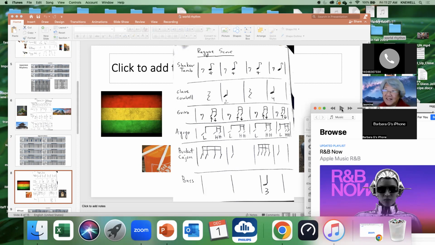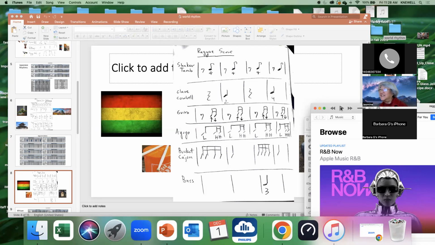I'm hoping you can see this. But it could be the bucket, and what we have is 1 E and a 2, 3 and a 4, 1 E and a 2, 3 and a 4. So if we put the music on, here we go. The bucket would sound pretty good with that as well.